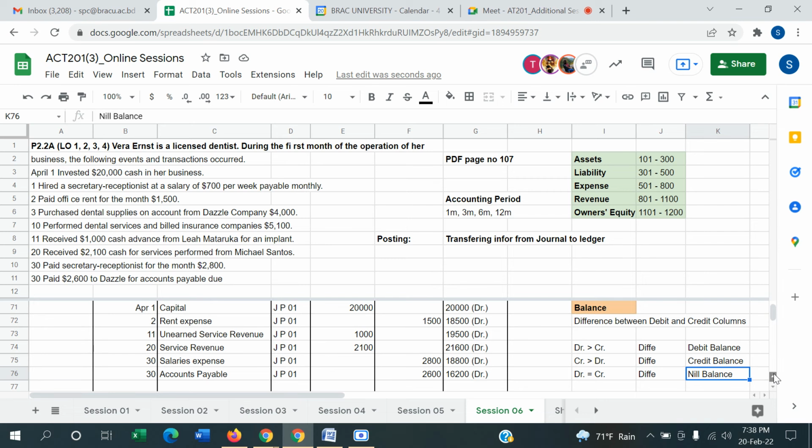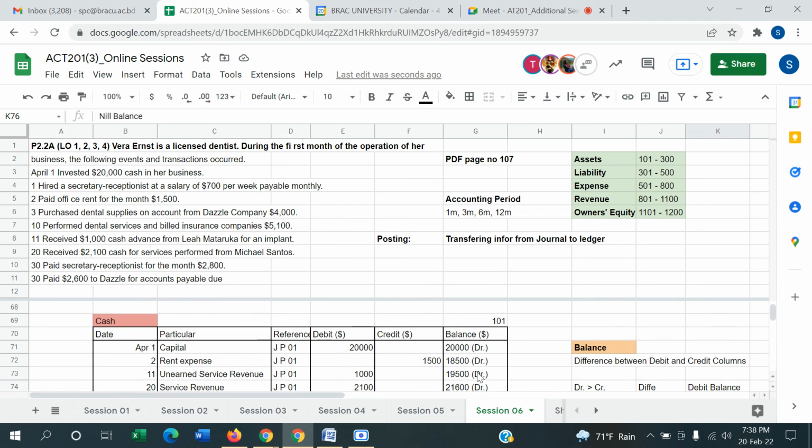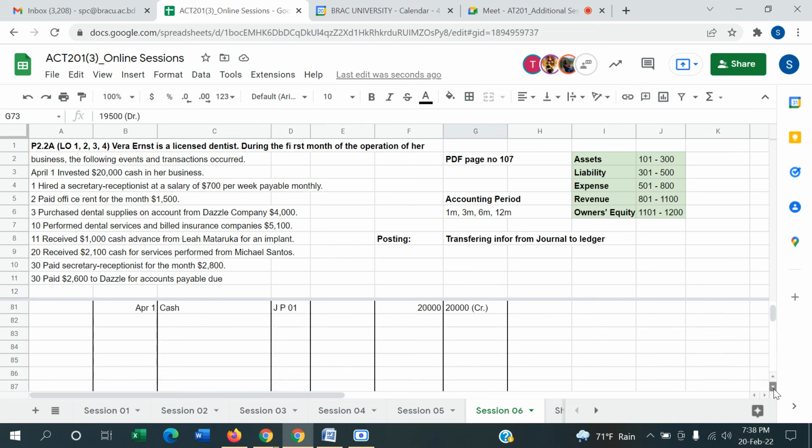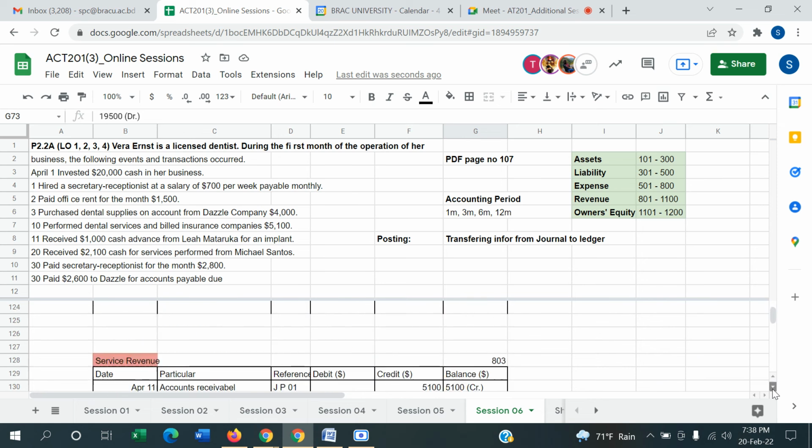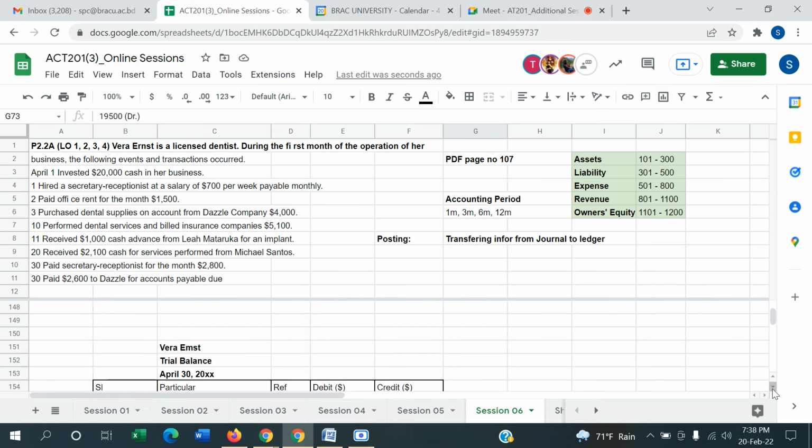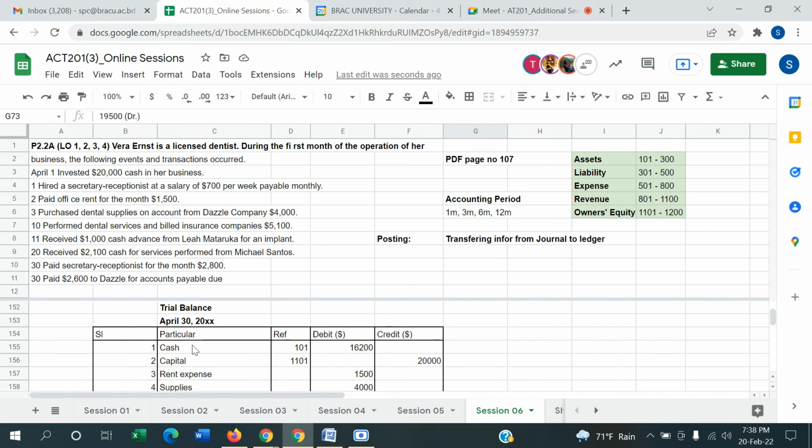And we also have seen that after posting each transaction, it is better to identify the remaining balance, because we saw in our previous session that each day's balance is also important for the decision making process. So after transferring all the information to the ledgers, we find out the balance. Then the ending balance, the last balance of each account, will be transferred to the trial balance. Transferring information from ledger to trial balance is also known as posting to trial balance.